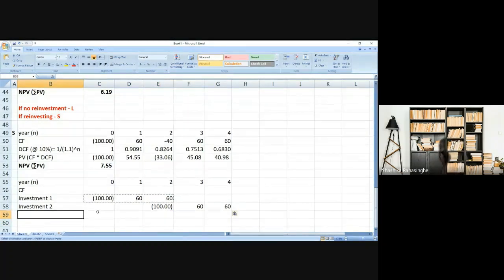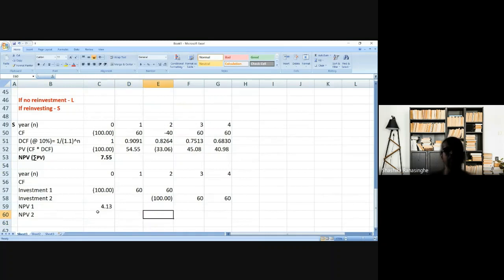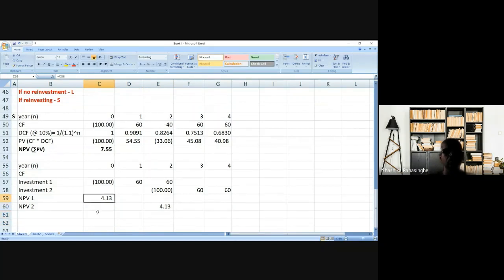The NPV of the first investment is 4.13, correct? Then the NPV of the second investment is again the same, 4.13, but you get it at the end of the second year. So you have two NPVs, today's NPV and the NPV at the end of the second year, at different points of time.